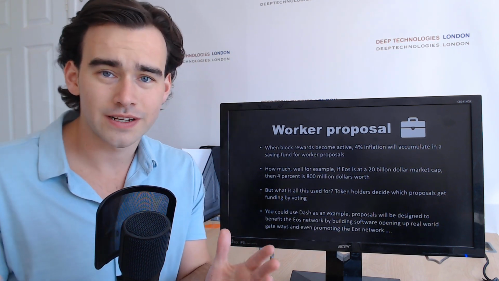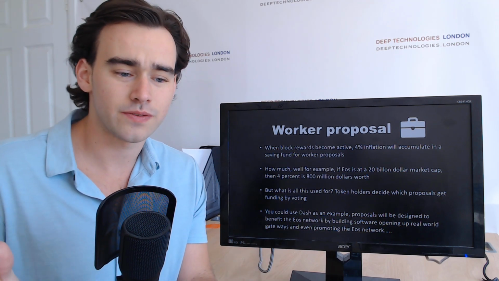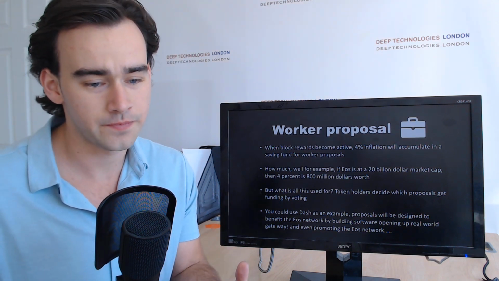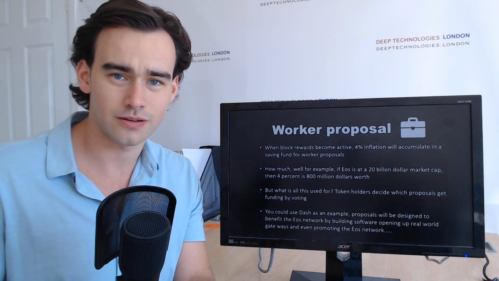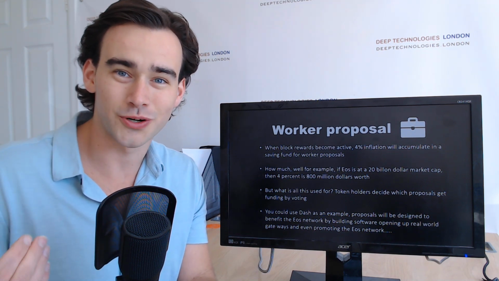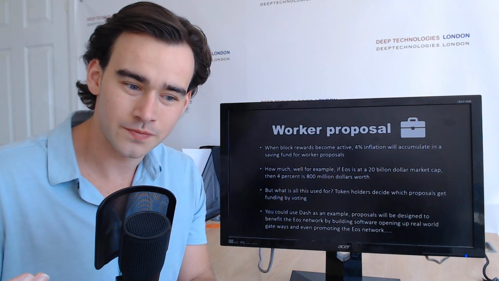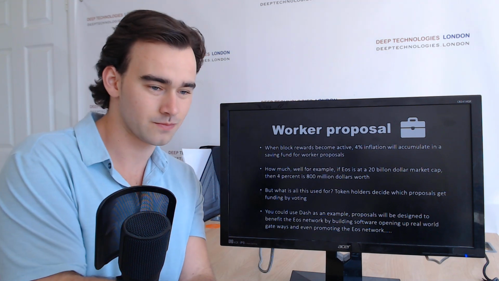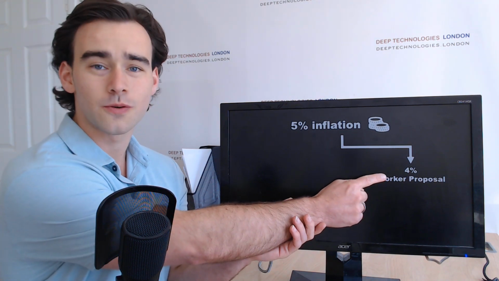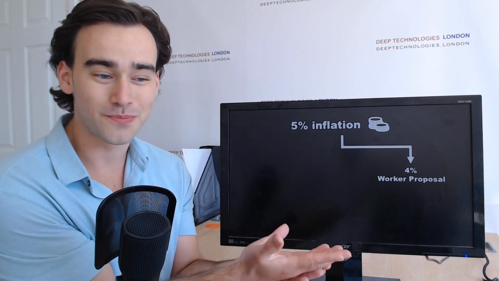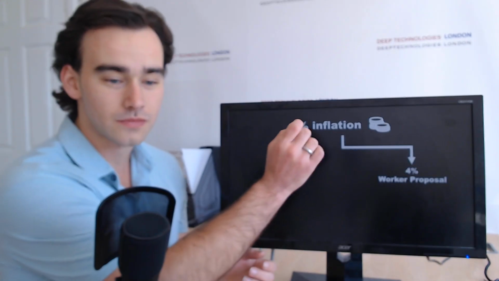So you could definitely use Dash as a great example. Proposals will be designed to benefit the EOS network by building software, opening up real-world gateways, and even promoting the EOS network via advertising. There's a million more examples. It's pretty much anything you could think of could be a worker proposal, assuming that it benefits the network. So that's what worker proposals are. A very broad summary, I appreciate that, but it's early days and 4% is allocated to that.